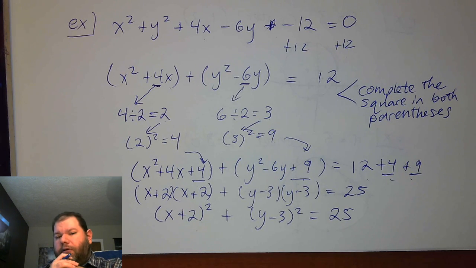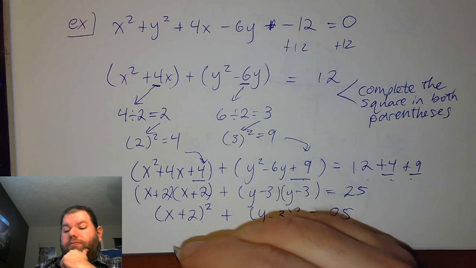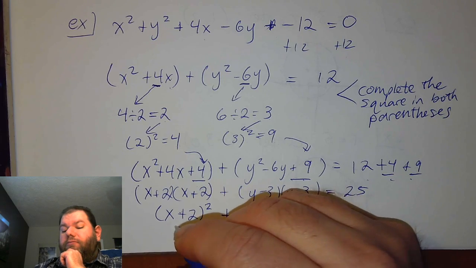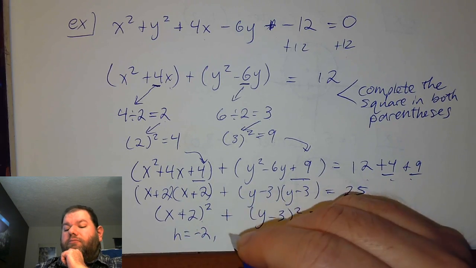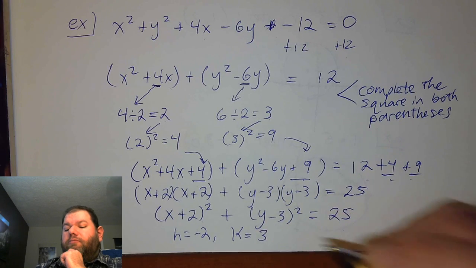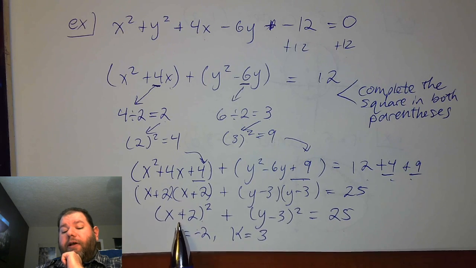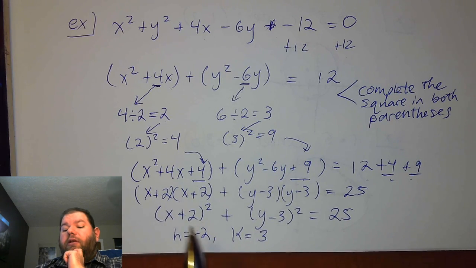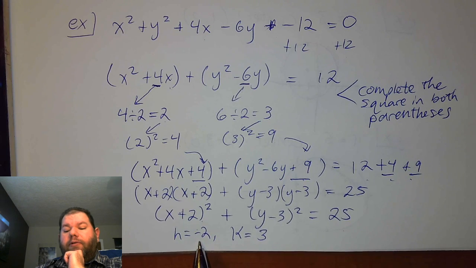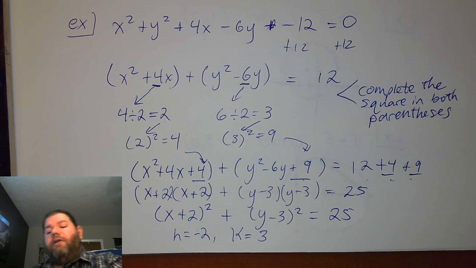Two and negative 3. Not quite. The numbers are right, but there's something else that we have to pay attention to. Negative 2 and 3. Again, whenever we find h and k, we take the opposite of these two numbers. So if this is x plus 2, we want negative 2. If this is y minus 3, we want positive 3.